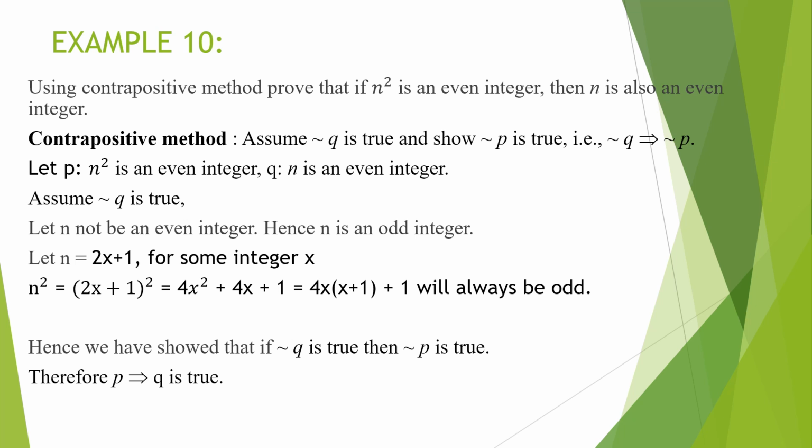But since it is plus 1, 4x into x plus 1 is even and that plus 1 will always be odd. Correct? So what we had assumed, negation of Q is true, and what we have shown, negation of P is true. Correct? Because we have shown n square is odd, we have shown that negation of P is true. Hence, from this we can say if P, then Q is true.